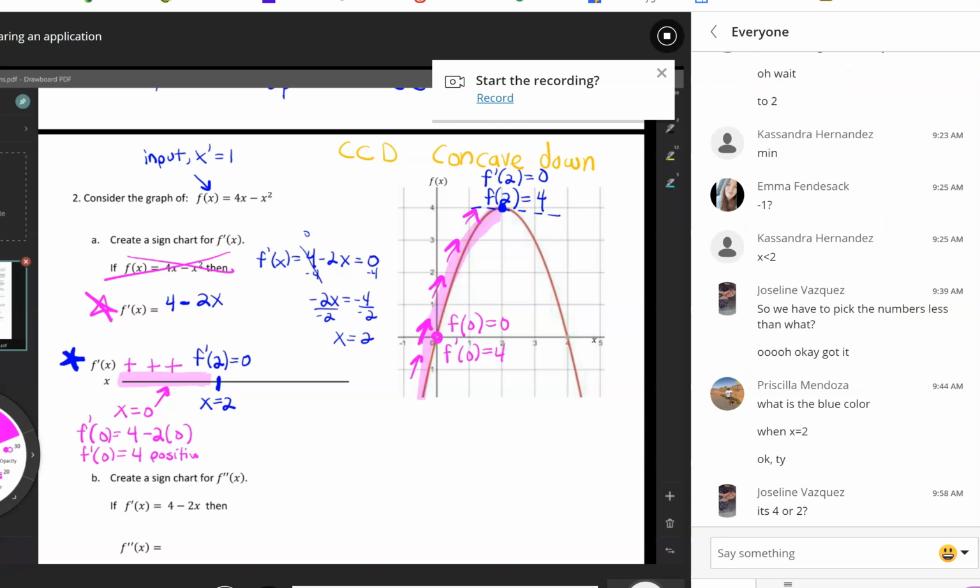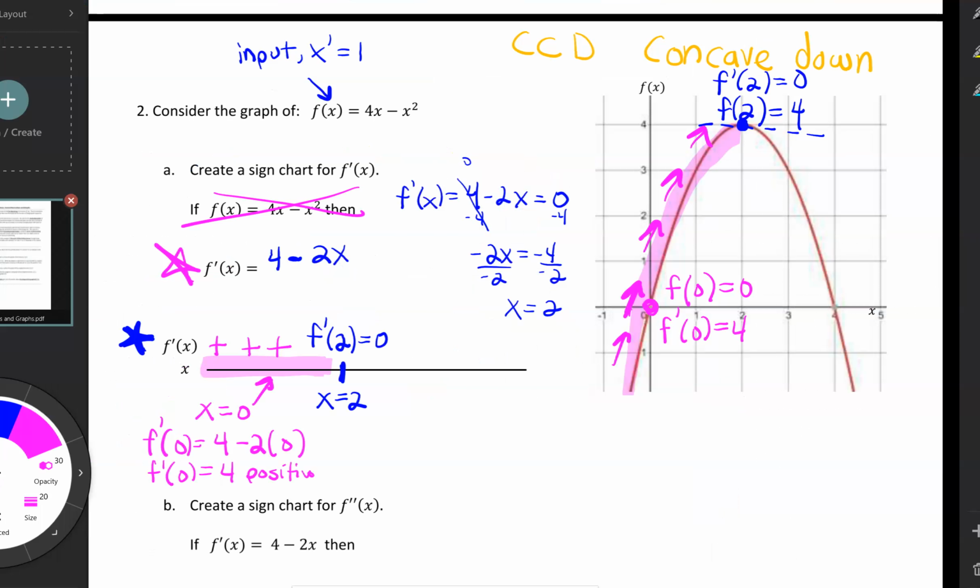Okay, let's see. Is it 4 or 2? So for what I just did right there, I was focusing in on an input of 0. And I put 0 into the first derivative. And when I did that, the output was 4, but I just care that it's a positive. If I input x equals 0 into my original function, it's a height of 0. But if I put x equals 0 into the derivative, it's a 4. All we care about for this sign chart is that 4 is a positive number. So I described everything in this region as positive.